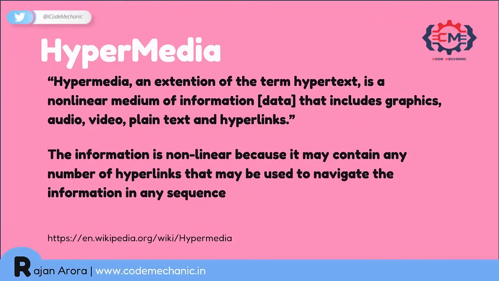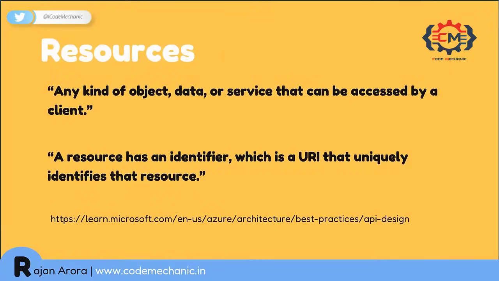Now, REST is all about resources. In fact, that is what the first three letters stand for. No, it's actually not. I'm just making sure you are paying attention. Resources in REST may be any kind of object, data, or service that can be accessed by the client. A resource always has an identifier, which is a URI, Uniform Resource Identifier, that uniquely identifies that resource. That is literally what URI stands for, Uniform Resource Identifier. For example, the World Wide Web uses URIs to identify individual resources such as HTML pages, images, applications, and more.